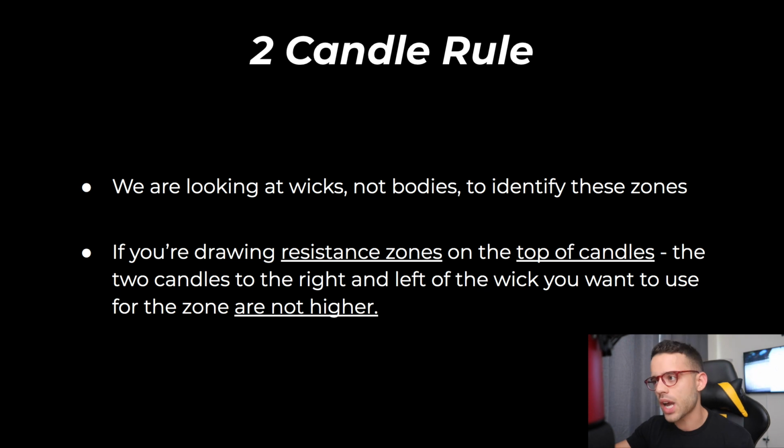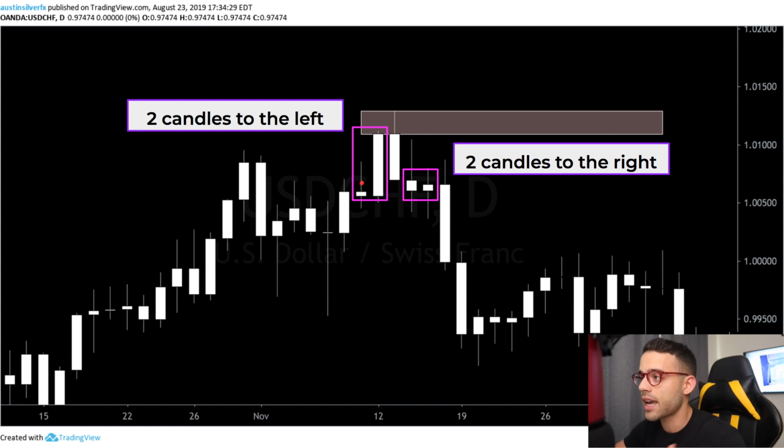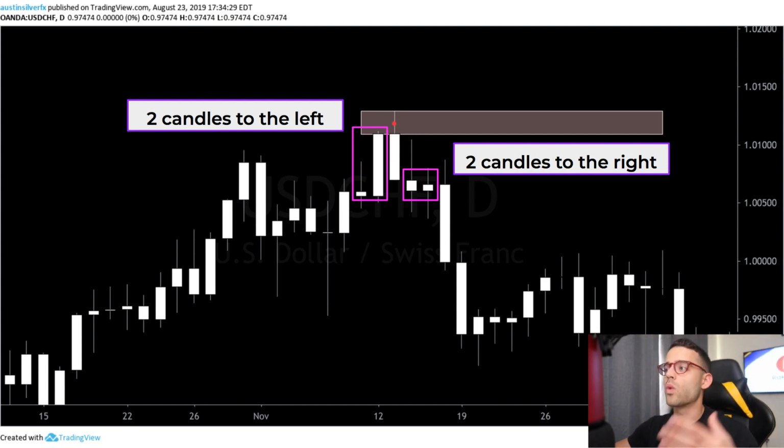Now, flip that upside down. If you're drawing resistance zones on top of the candles, the 2 candles to the right and the left, you want them to be lower than your wick. So here, if we take a look at another example, this is on the daily time frame, so each one of these candles is one day. You can see price set a high, created a wick. The 2 candles to the right and the 2 candles to the left are not higher than that wick, which means that this is our zone of sensitivity.